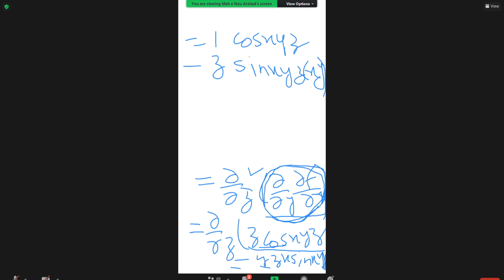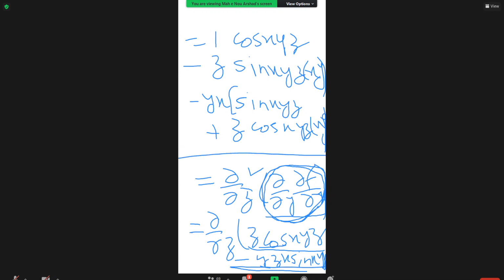Now I will take the derivative of this one by using the product rule. Here y and x will be treated as constants; z will be the variable. The derivative of z is equal to 1 and sine xyz as it is, plus z as it is and the derivative of sine xyz is cos xyz, and the derivative of xyz is xy. Is that clear? That is f xyz.